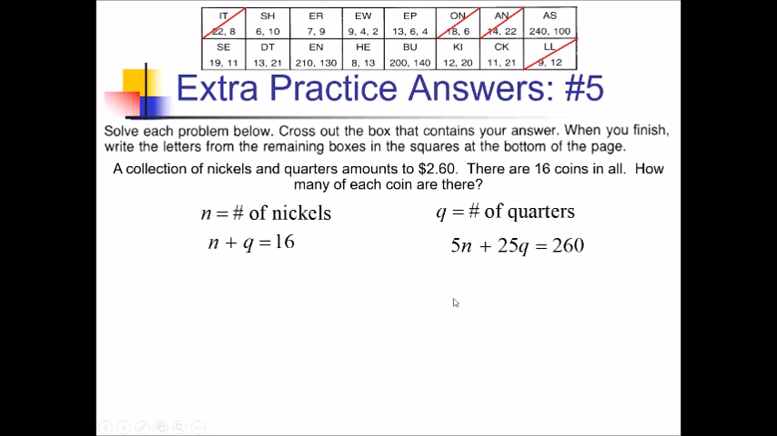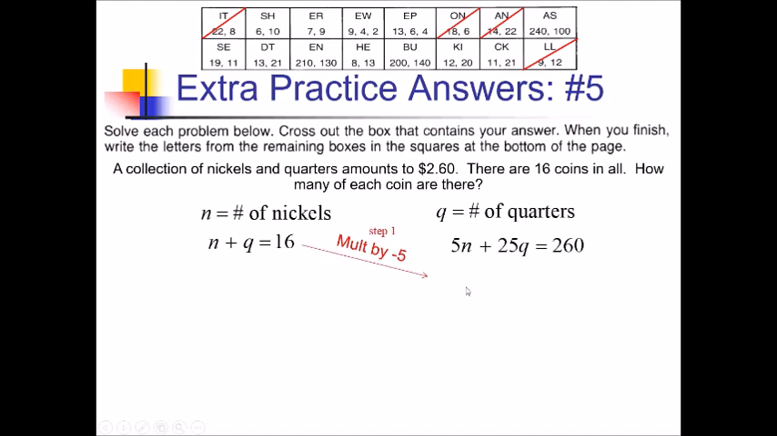I'm going to use the elimination method on this one, which means I'm going to try to add together the equations in a way that cancels out one of my variables. Nothing's going to cancel out right now. However, if I could turn this into a negative 5n or this q into a negative 25q, either of those would allow me to add the equations and cancel things. I'm going to go with making this a 5n just because I like multiplying by smaller numbers if I have a choice. So I'll multiply this first equation by negative 5.